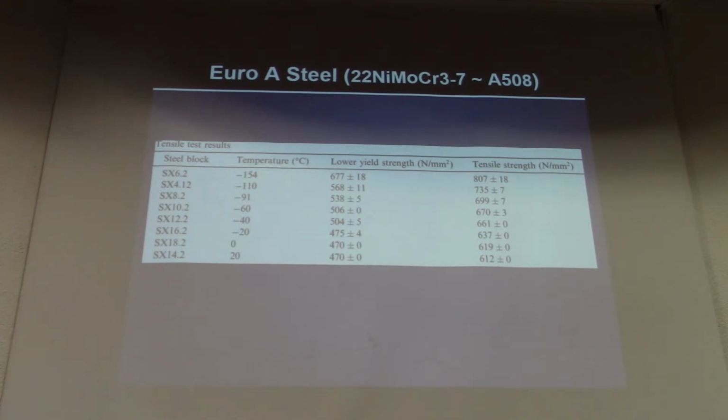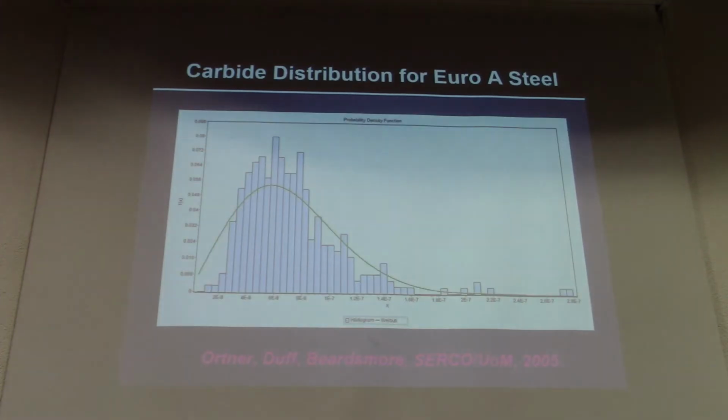It's the European project funded many years ago. This is similar to a standard nuclear pressure vessel ASTM A508 reactor pressure vessel steel. So we have a large data set that tests at different temperatures, and roughly this has 500 megapascal at room temperature. It's a moderate hardening material. And this is the carbide distribution for the Euro material.